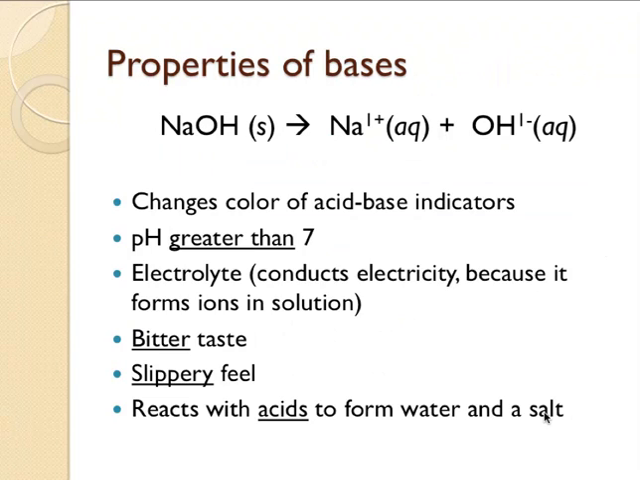Okay, what are some of the properties of bases? Well, bases also change the color of acid-base indicators, things like litmus paper. I always remember that a base turns litmus paper blue. Base, blue. And that's really how I remember it. Okay, bases have a pH greater than 7.